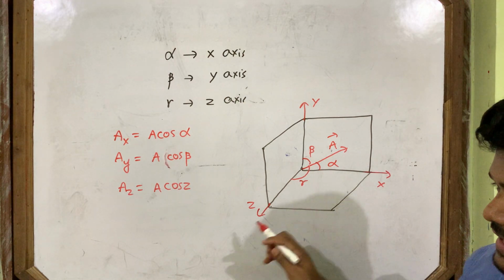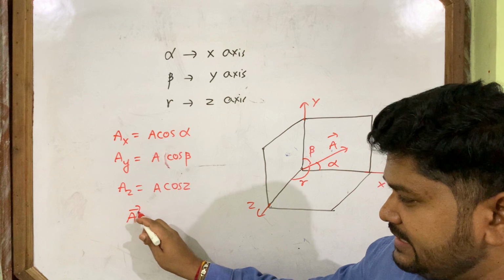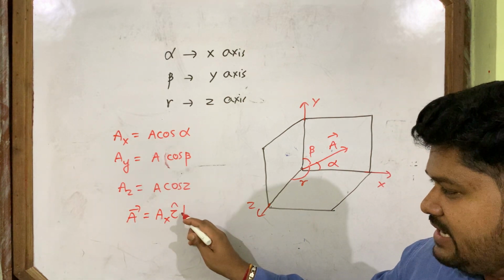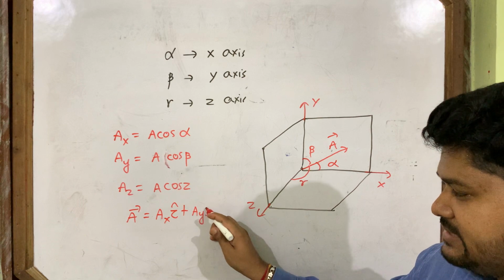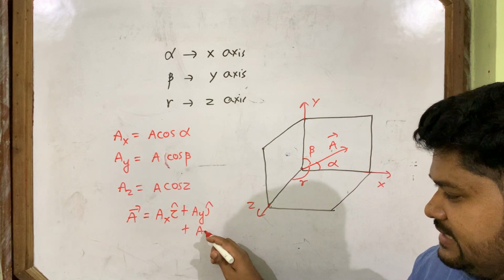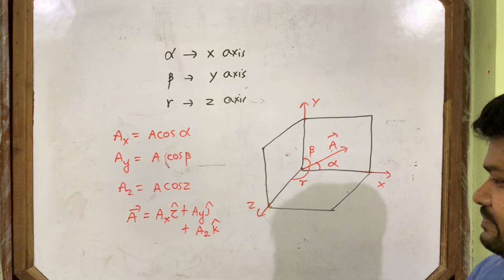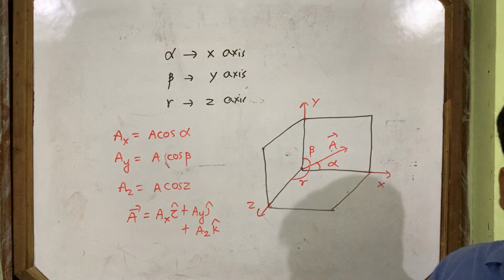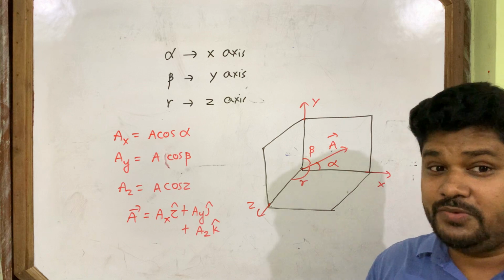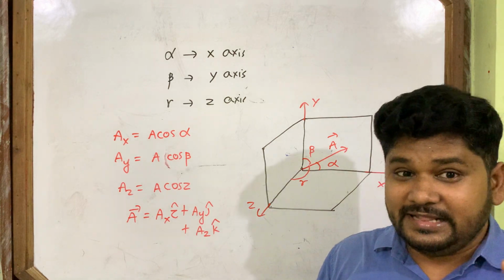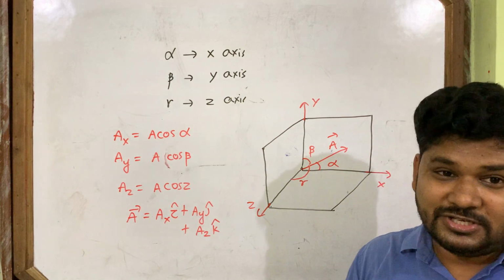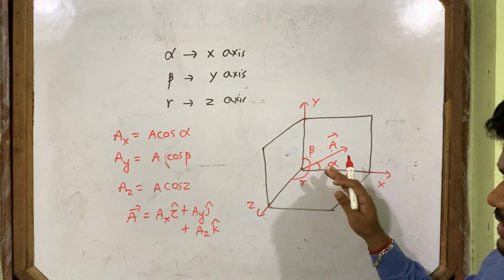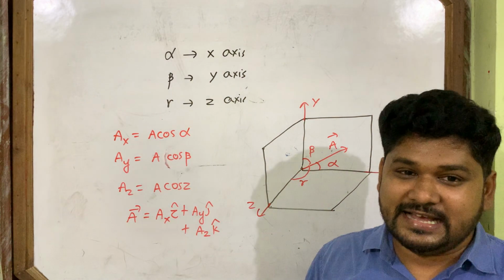And how will you get the A vector? A vector is the vector addition. This is Ax i cap, this is Ay j cap, and this is Az k cap. This is also the position vector in 3 dimensions. I have told you about the position vector, but after some lectures I will tell you about how you can find the angle made with the x-axis, y-axis, and z-axis.